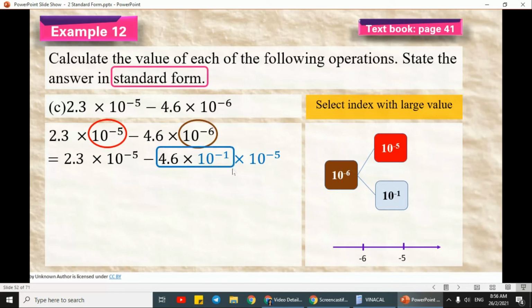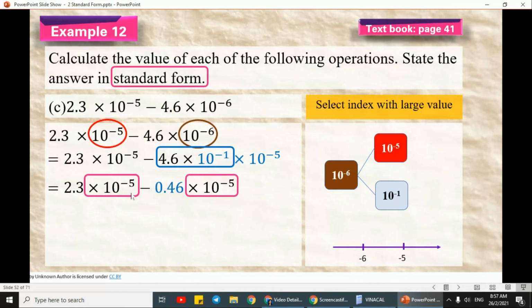After that, we solve this part. The rest, copy back. This is negative 1, so move the decimal point to the left one place. So here we get 0.46 multiplied by 10 to the power of negative 5. Now here we have the common factor, so we can do the factorization.